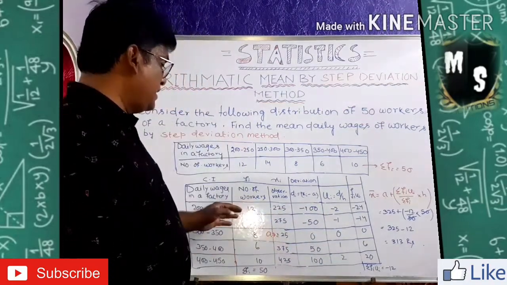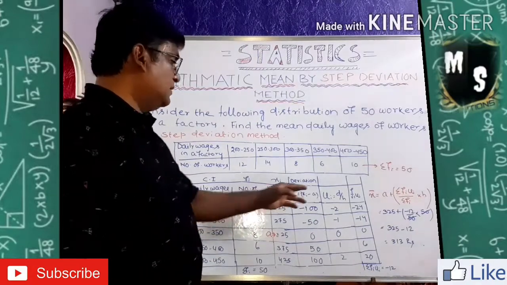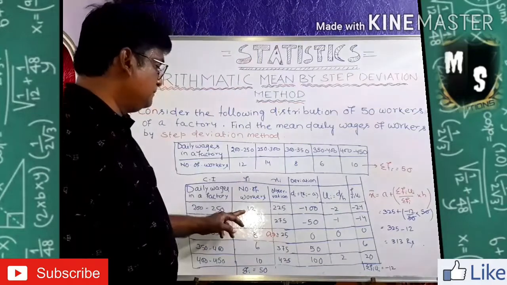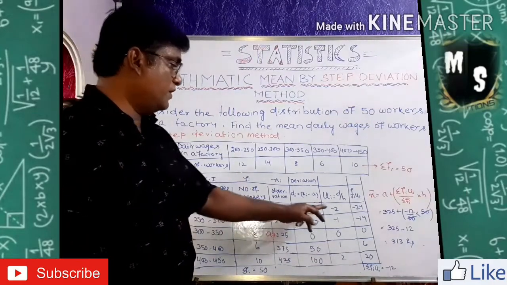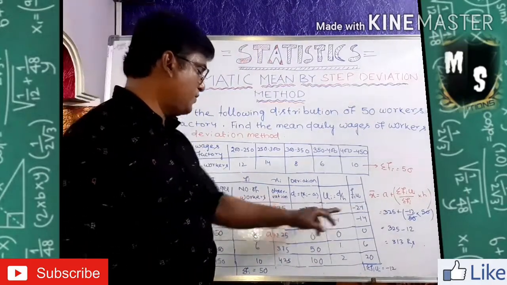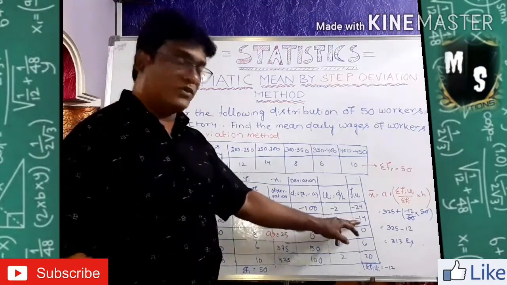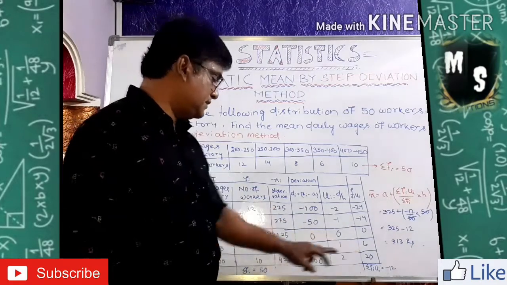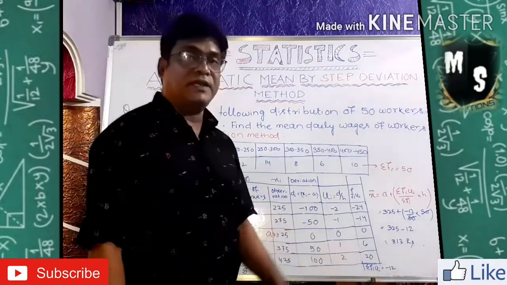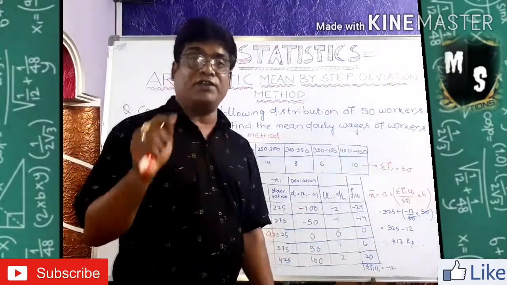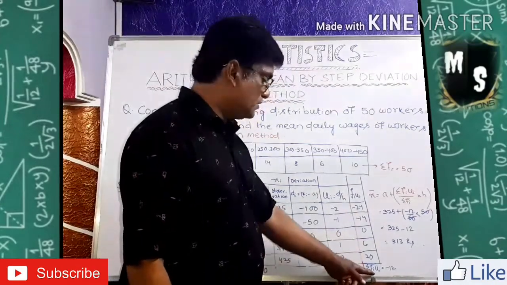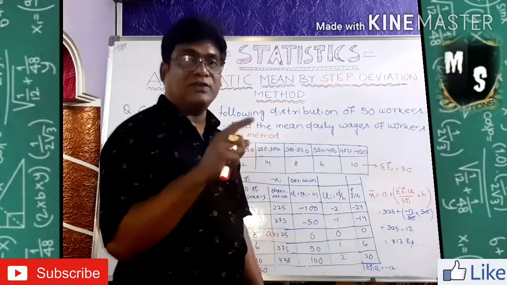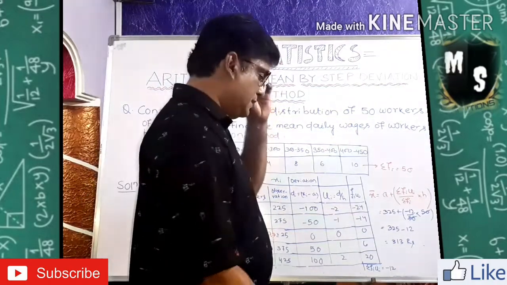Then you have to multiply Fi with what? The frequency Fi, so you have to maintain the Fi UI column. Fi into UI: 12 into minus 2, minus 24; 14 into minus 1, minus 14; then 8 into 0, 0; 16 into 1, 16; and 10 into 2, 20. Now what will I do? Sigma Fi UI, that means the sum of this column. 20 plus 16 is 36, minus 38. Plus 26, minus 38, minus 12. It is coming minus 12.